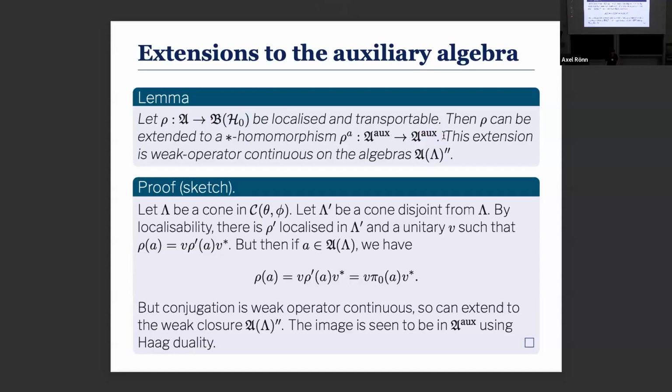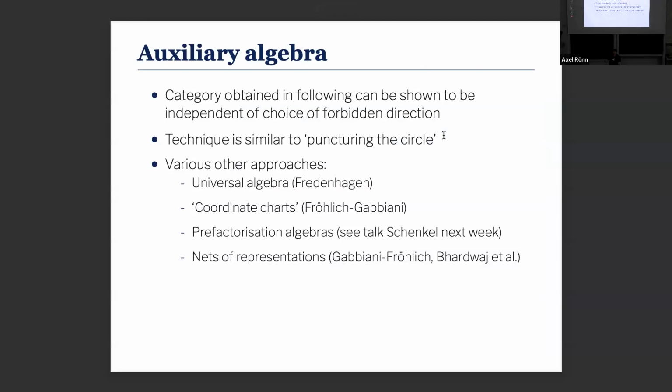Good. So I mentioned this amenability. You don't need quite amenability, you can have something weaker. Good, so that's the auxiliary algebra. I already mentioned the first thing, so I'm going to define this category, and it doesn't depend on the choice of this algebra, this forbidden direction.